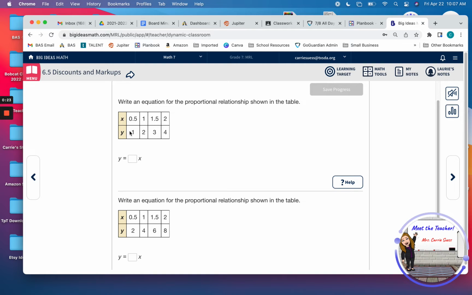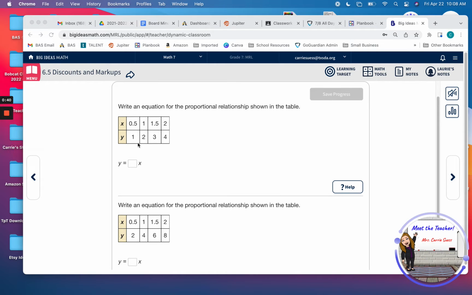So you need to find out what is the change each time it goes from each column. Okay? So give that a whirl, and I will check it.